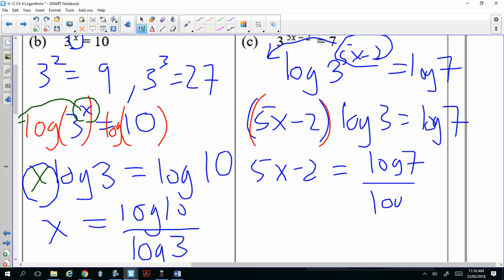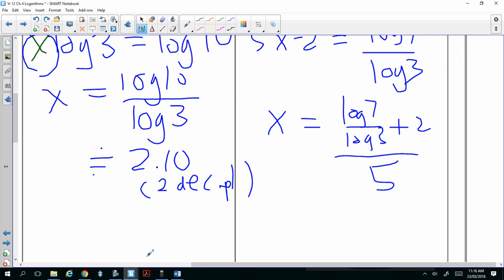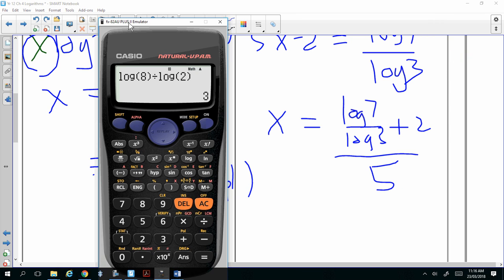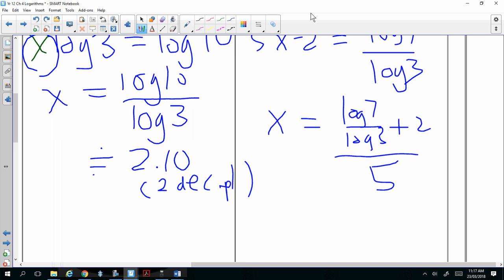And then you solve for x, so you can just write x equal log 7 over log 3 plus 2, divided by 5. Okay? And then you just use your calculator, which you can press log 7 divided by log 3, close bracket, equal, plus 2, equal, divided by 5, equal. Okay, so 0.75. Any question? Ian, any question?